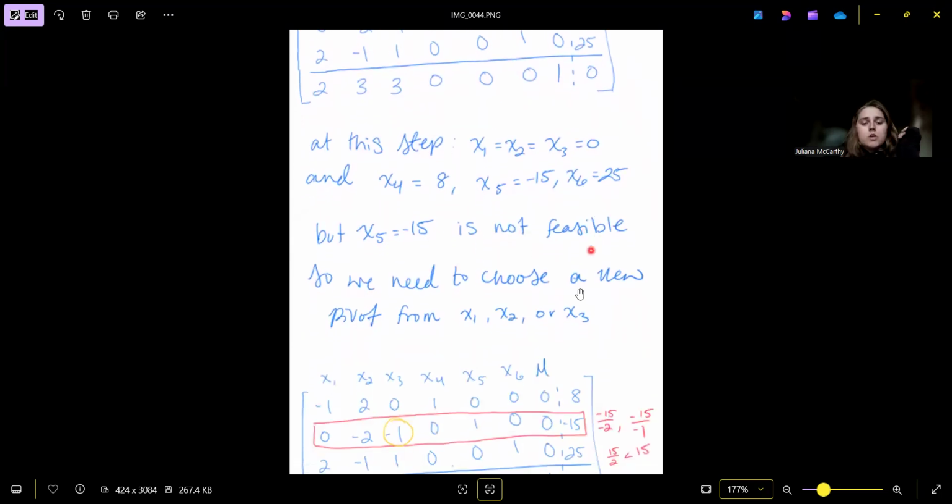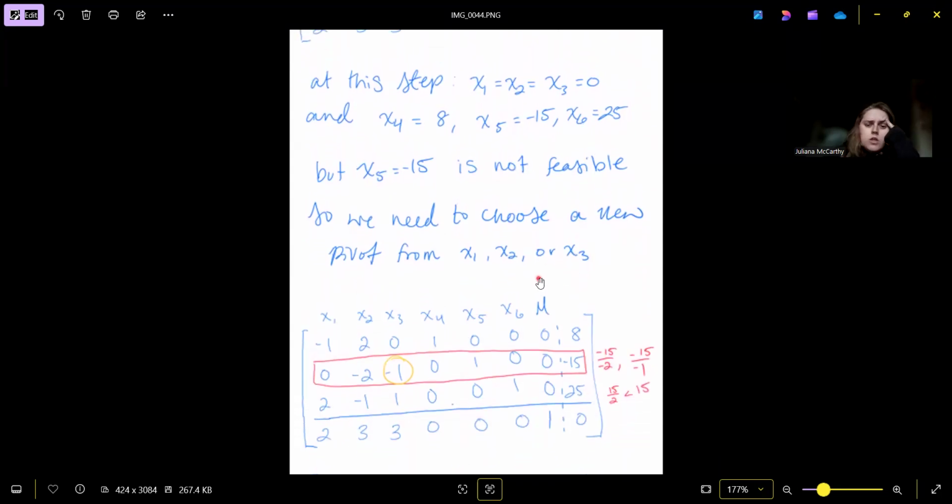Which of those is our new pivot column? We do that by dividing negative 15 by each of them, and then selecting the greatest one. Obviously we can't divide by 0, so x1 is out. So it's between x2 and x3. Negative 15 divided by negative 2 is about 7.5, and negative 15 divided by negative 1 is 15. So 15 is greater than 15 over 2, so x3 is our new pivot column.